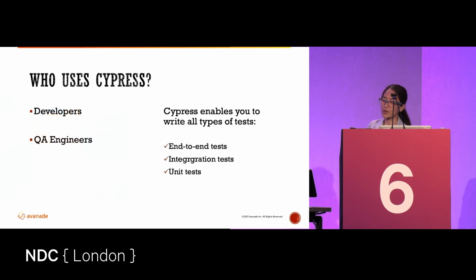So, okay, who uses Cypress? Developers and QA engineers. Actually, Cypress was built in the beginning for developers to do unit tests. But later on, it was enhanced and is now adopted by developers and QAs to run their automation tests. So basically, it allows us to do end-to-end tests, integration tests, and unit tests. But in my opinion, it is in end-to-end testing that Cypress really shines, where you can see its full potential.